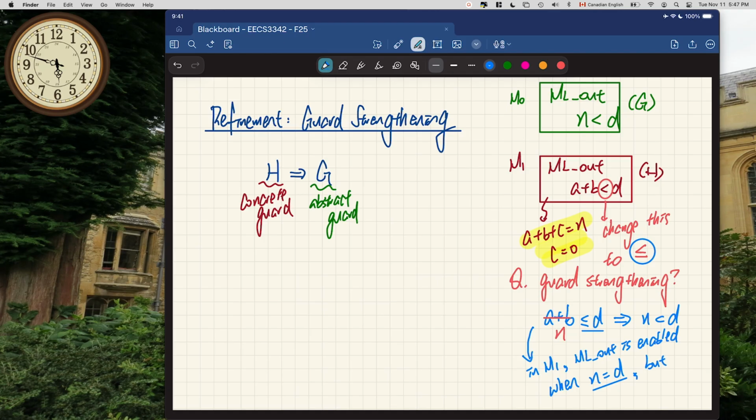But it is disabled in M0. So in the same input scenario where n is equal to 0, the behavior for the M0 abstract one is it should be disabled. However, we are creating a new behavior in M1. That one there is going to make it enabled, inconsistent.